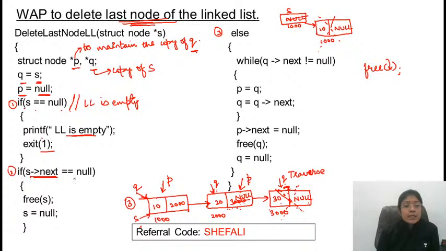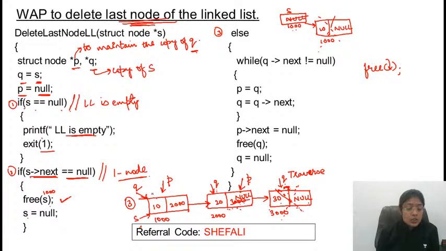If S of next is equal to null, this means that this is the case for one node. Only one node is available in the linked list. In that case, it will simply free S. S is holding the address of the first node, so it will free the node which is available at location 1000 and S becomes null.